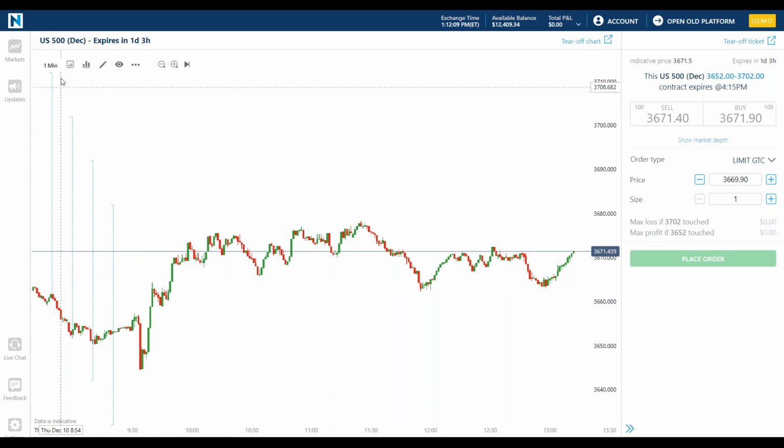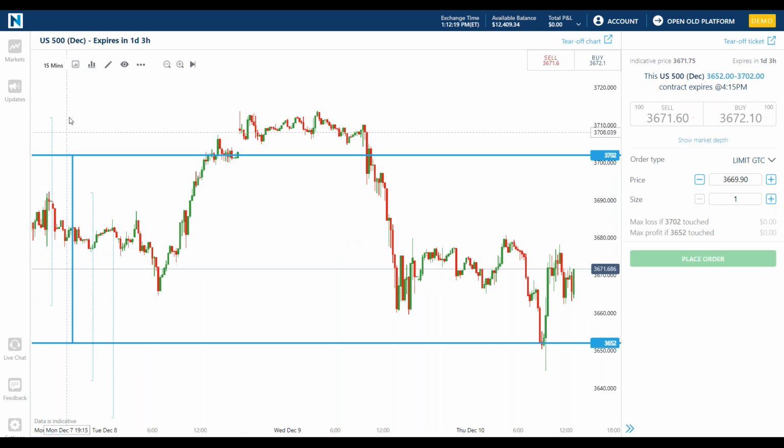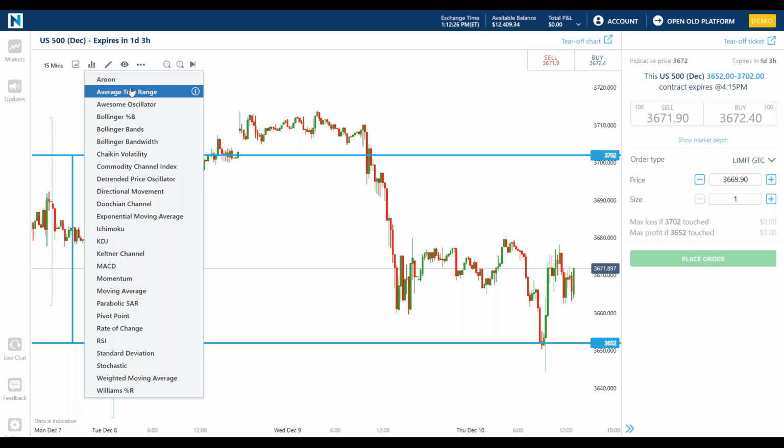Now, let me just do this as a side note. We can set the time interval. Our charts are completely customizable. Let's just set this to a 15-minute chart. You can pick your range. We do have a bunch of technical indicators baked into the platform.